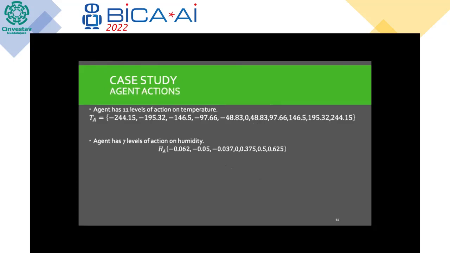The agent sections are 11 levels of action for temperature and 7 levels of action for humidity. For brevity's sake, I will only say that these values are based on commercial models you find on any market for HVAC units or humidifiers or dehumidifiers.